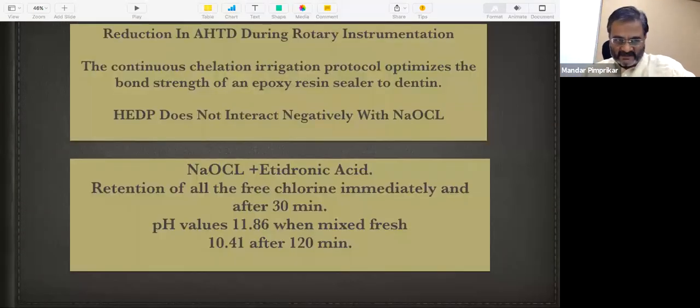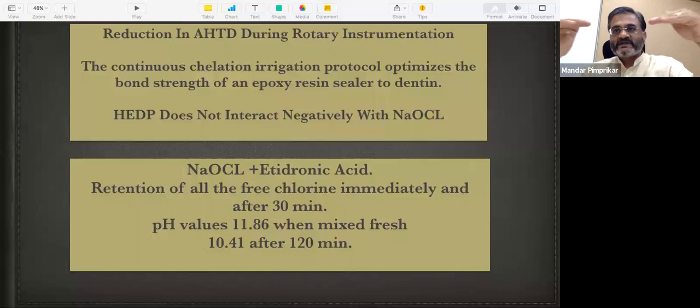Now, what could be the advantages? Continuous chelation is a concept. It is not only a solution. What do I mean by concept? In traditional irrigation, we use hypochlorite, we use normal saline, and then we use liquid EDTA. Am I right? So normal saline is to negate the effect of hypochlorite, then you use liquid EDTA. So you are using these in alternate fashion. Hypochlorite takes care of organic matter, liquid EDTA takes care of inorganic matter or smear layer.